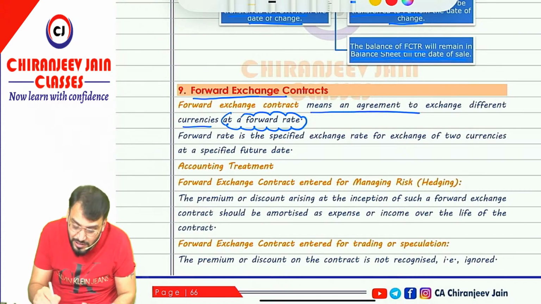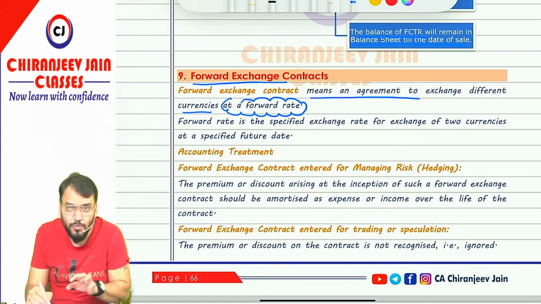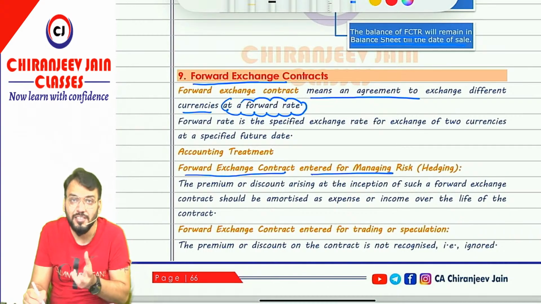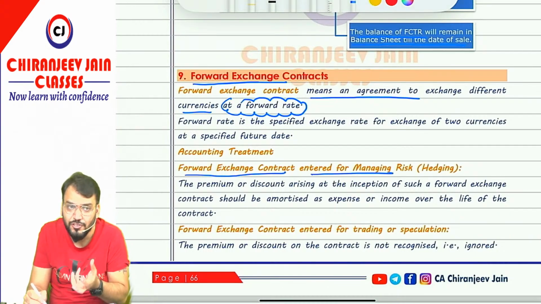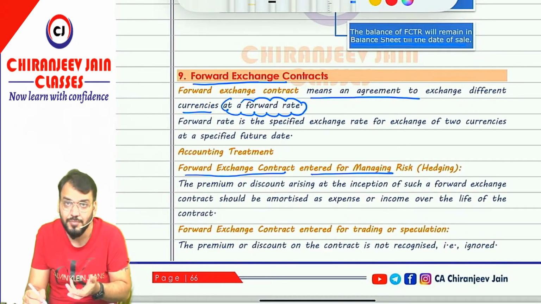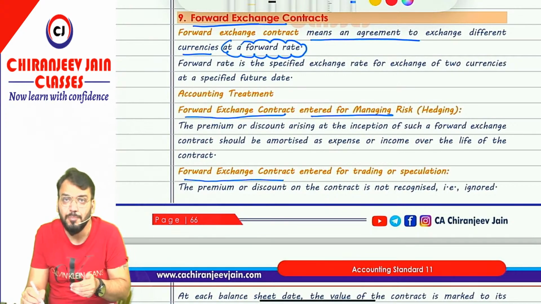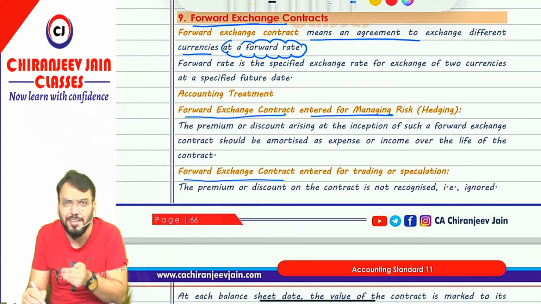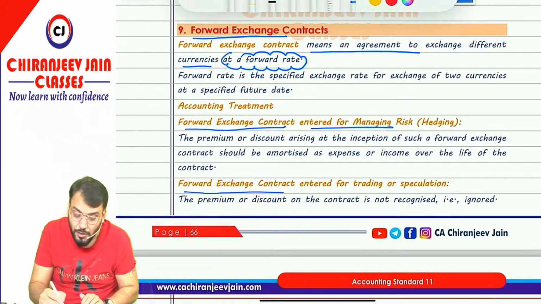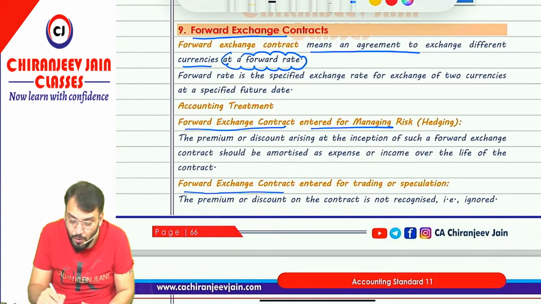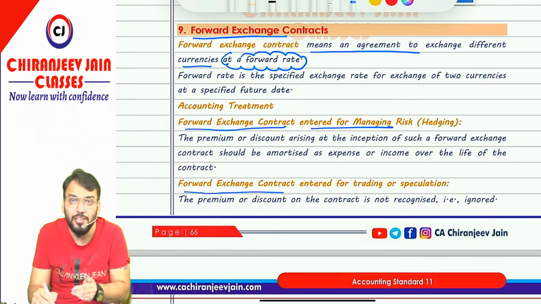Now this transaction from accounting treatment point of view is of two types. Sometimes we enter into a forward exchange contract for managing risk, then what needs to be done? Or sometimes a forward exchange contract is entered for trading purpose or to earn some speculative gain. Speculative gain means for trading, to earn some short term profit. So if the forward exchange contract is entered for managing risk, then what needs to be done? If it is entered for trading or speculation, then what needs to be done?